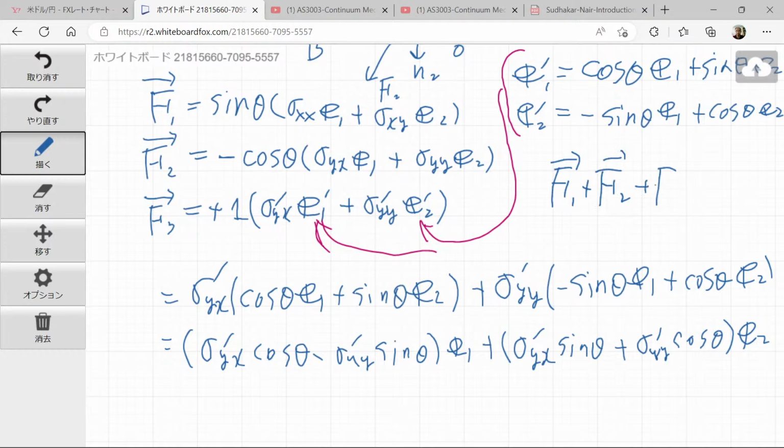Then we have the force balance equation, which is F1 plus F2 plus F3 equals 0. This is force balance. So we apply it to both directions. Let's see. We consider this E1 direction. So we have this one.